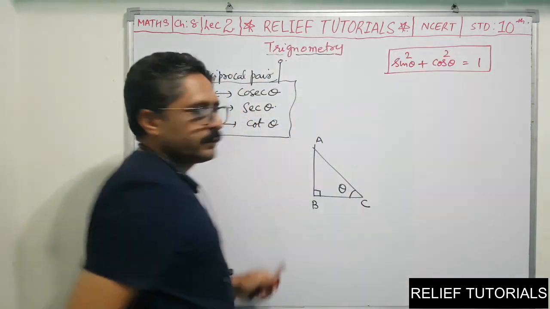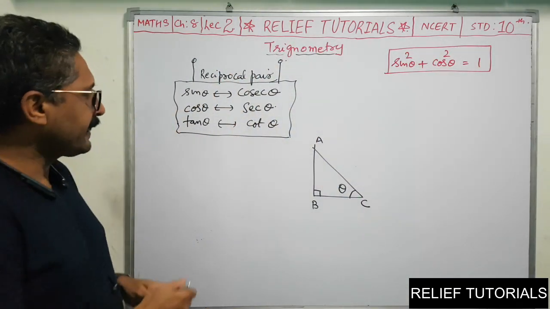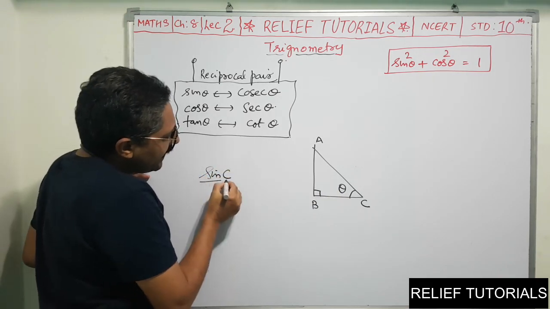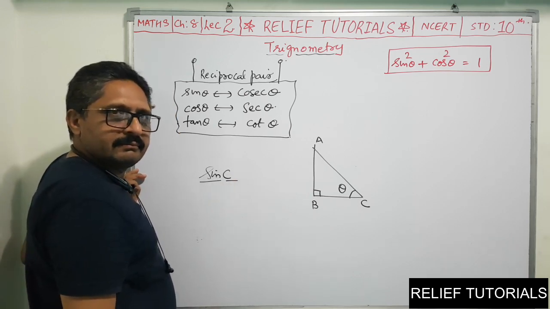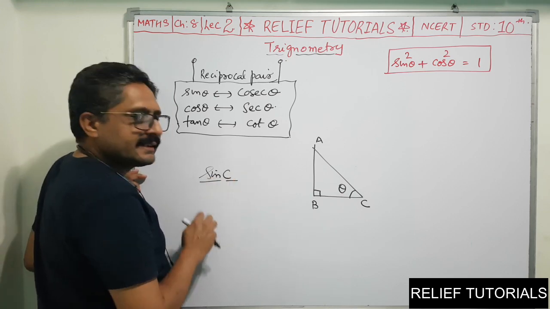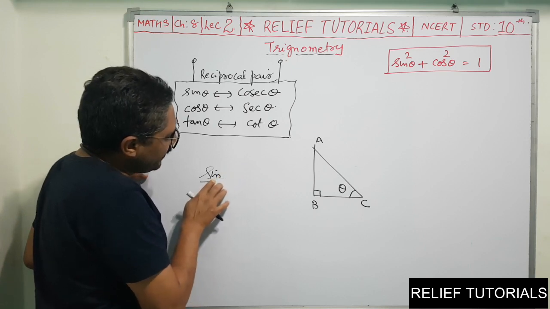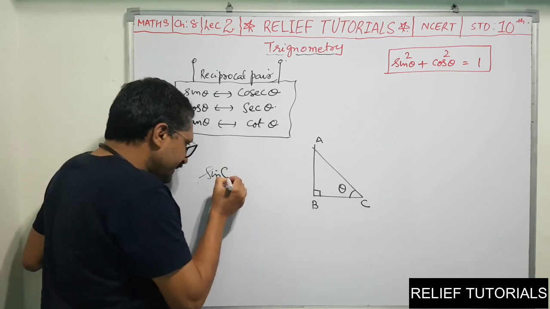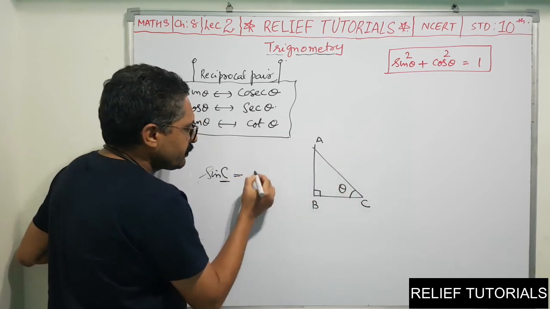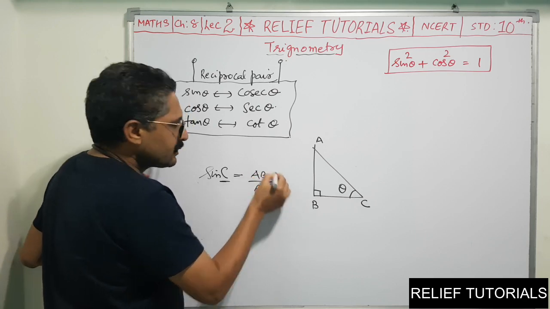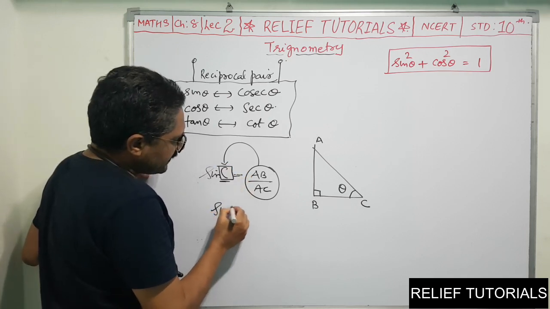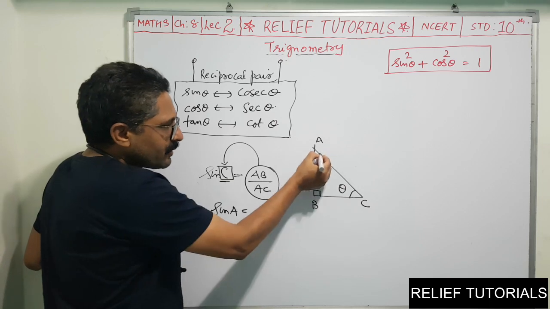But before this I want to make a few things clear. If I write here sin C, it doesn't mean it is a product of sin and C. Don't mistake it as a product. Without C there is no meaning of this trigonometric ratio. Considering angle C, sin C is opposite upon hypotenuse, so you write AB upon AC. This ratio is decided based on this angle, that is C. If I take sin A, then this ratio will change. You have to consider this angle A.